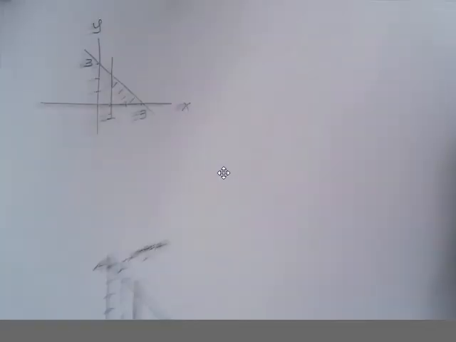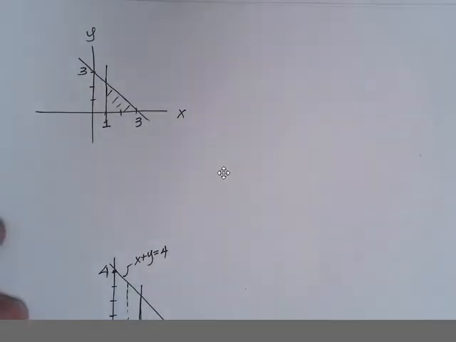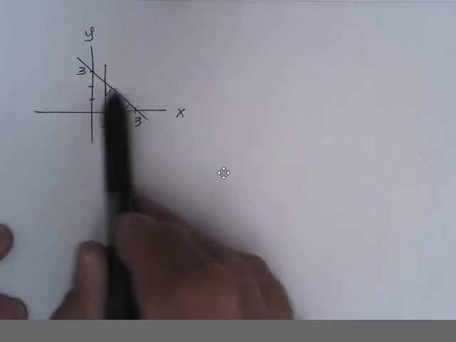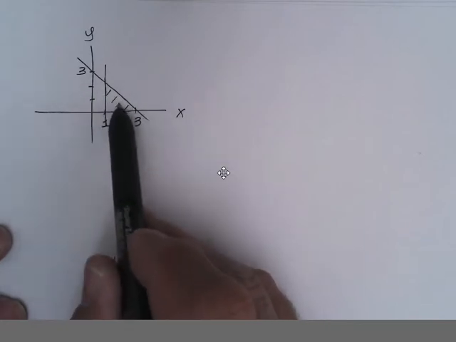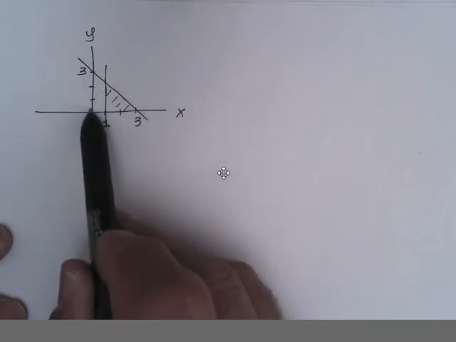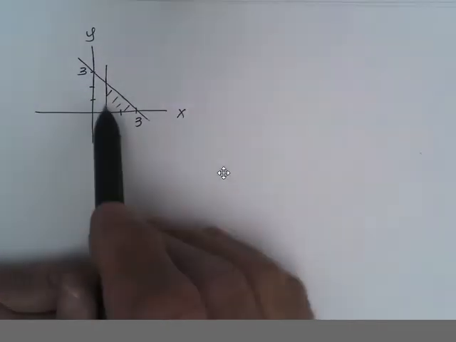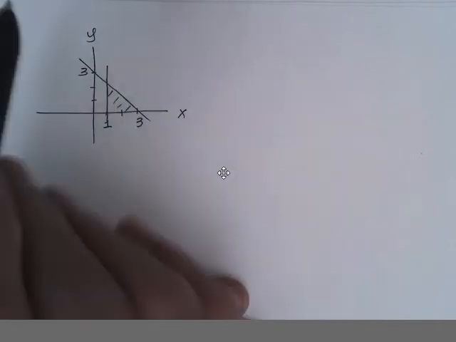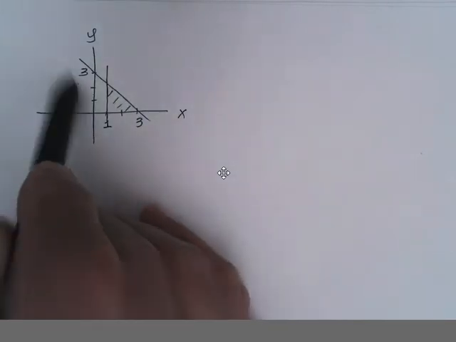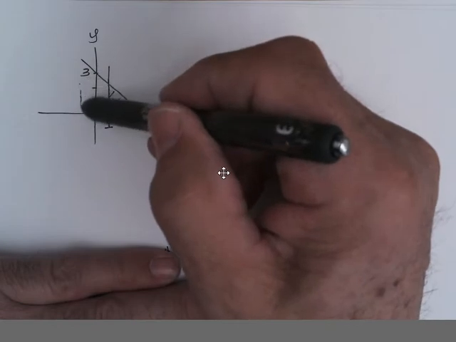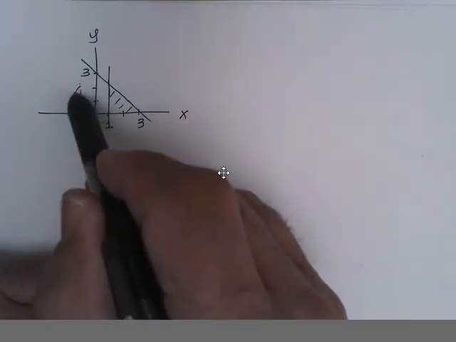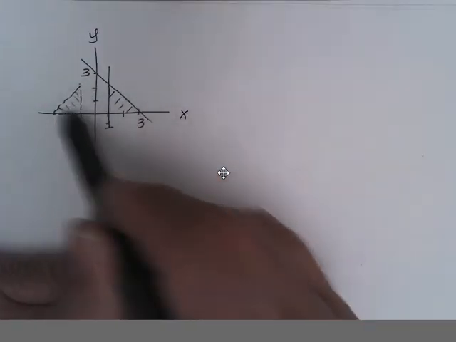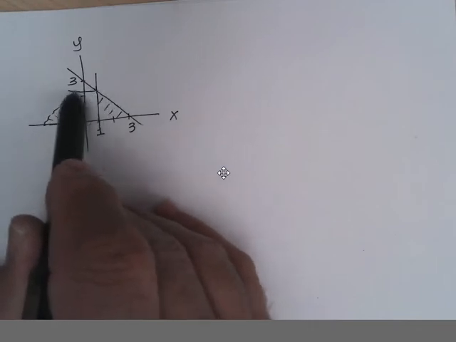All right, we're going to do some disk problems here. I want to take this triangle and rotate it around the y-axis. So this is kind of a review from what we did in part 1. So this triangle then would end up over here, spun around the y-axis.